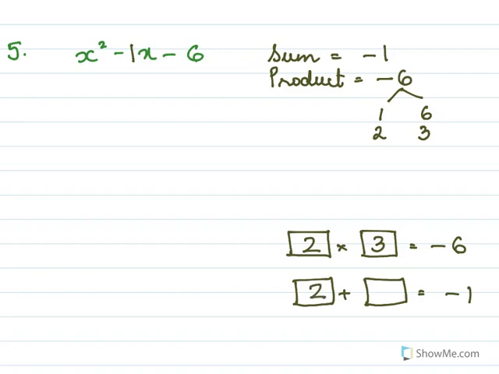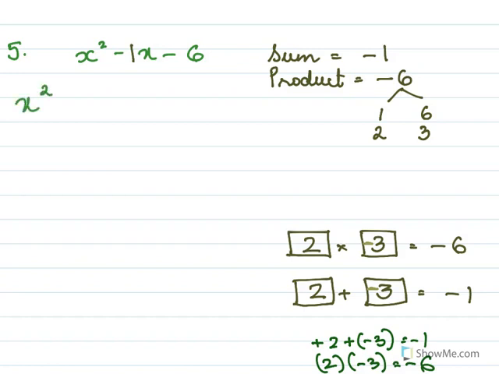Now what about the signs? 2 and 3 are the numbers, but I need to get minus 1. So it should be minus 3 plus 2. Let's check that out again. Plus 2 minus 3 gives you minus 1, and when you multiply you get minus 6. So these are your factors.